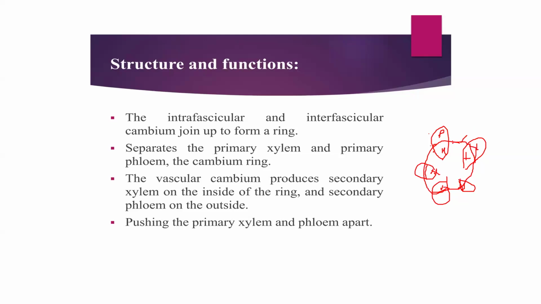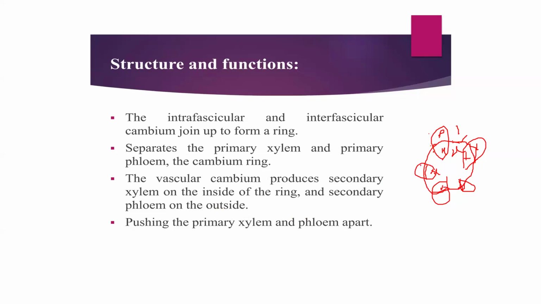This one is the intra and inter in between the vascular bundles, and they form a cambial ring. They produce secondary xylem towards the inside and secondary phloem towards the outside. The intravascular and intervascular cambium join to form the ring, and this cambial ring separates the primary xylem and primary phloem. The vascular cambium produces the secondary xylem on the inside of the ring and secondary phloem on the outside.